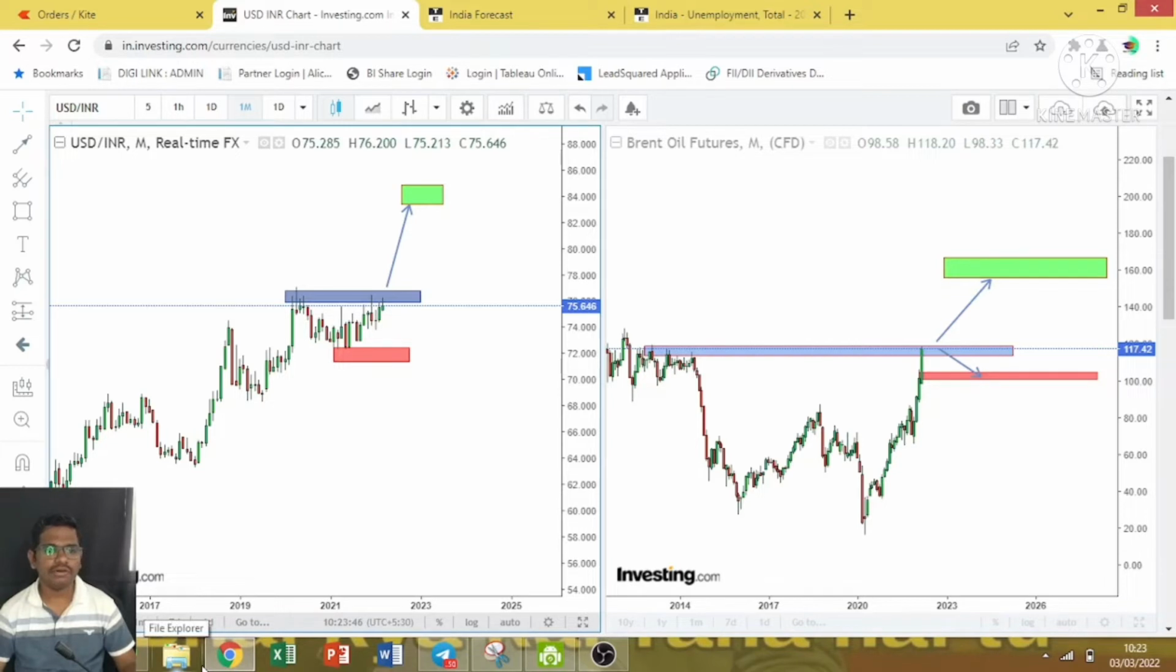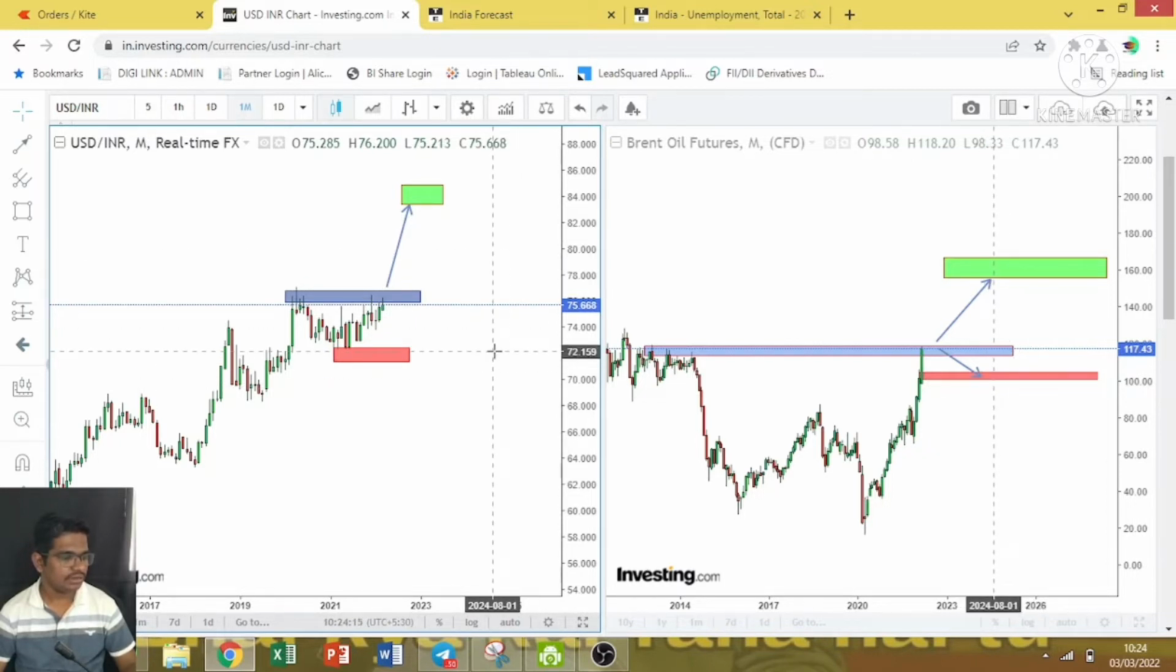So today we are going to look at some parameters which may decide the upcoming trend in the Indian economy or the overall capital market. So let's see one by one. First is USD INR, which is currently at 75.64. It may go around 84 to 82 rupees. This range will be intact for USD INR in upcoming times.